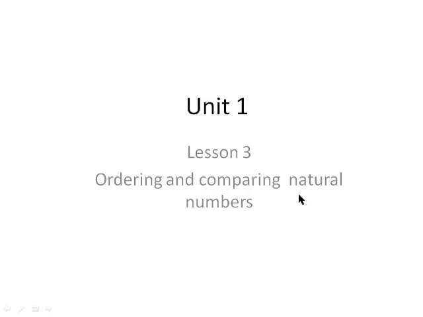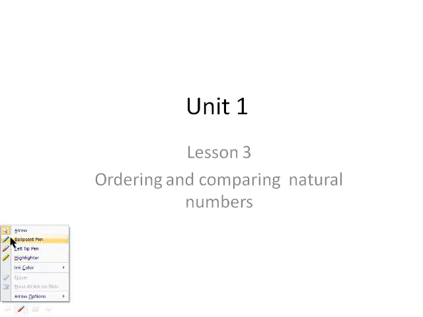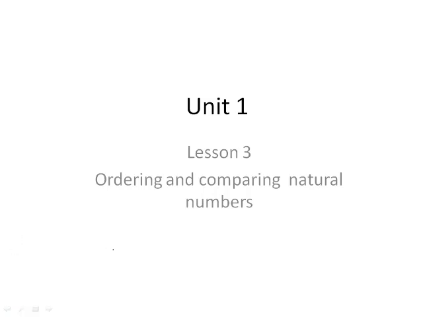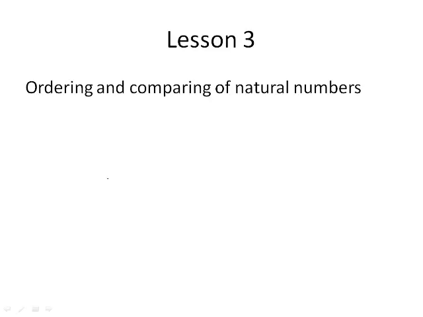We'll study together Lesson 3, Ordering and Comparing Natural Numbers. As we mentioned before, natural numbers are denoted by the capital letter N. The set of natural numbers equals 0, 1, 2, 3, and so on. We have many subsets of the set of natural numbers. These subsets are counting numbers, even numbers, odd numbers, and prime numbers.